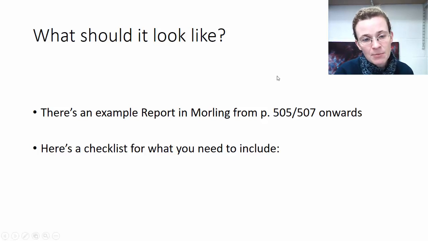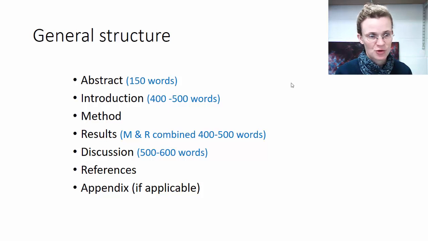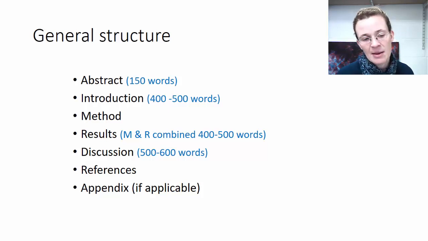I've also got some pointers, a checklist with things that should be in there so you can tick them off. So in general, it's got this sort of structure. It starts with an abstract, which is a summary of everything. Then you've got an introduction, methods, results, discussion, references, and sometimes an appendix.